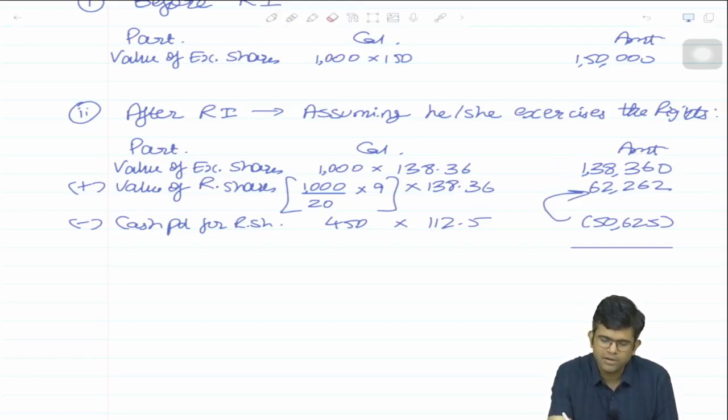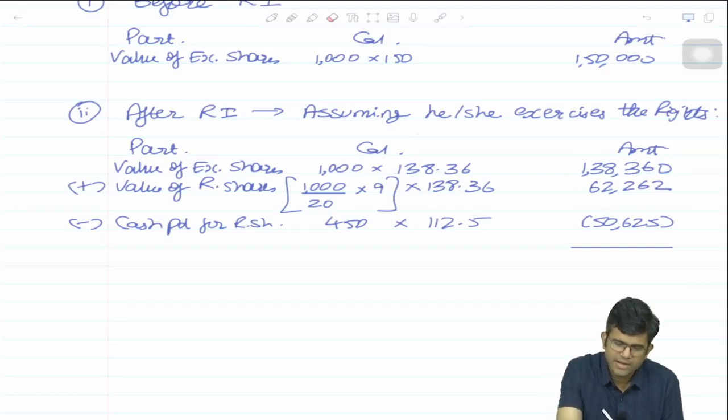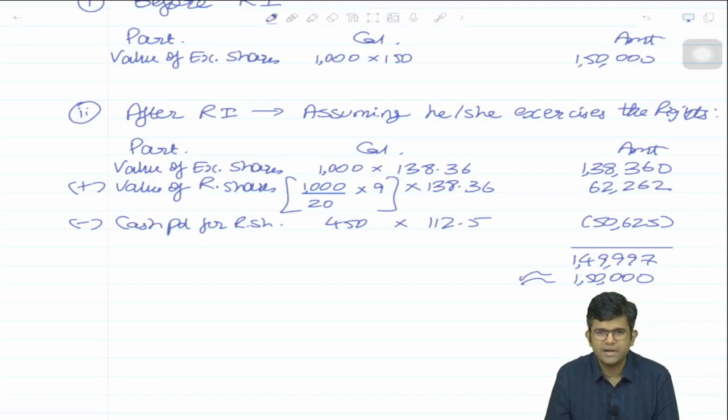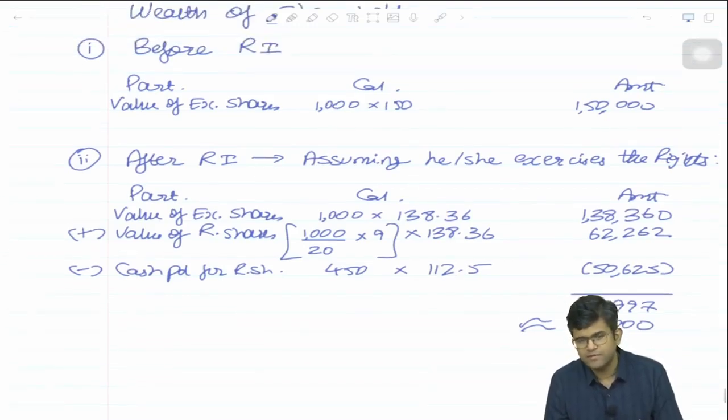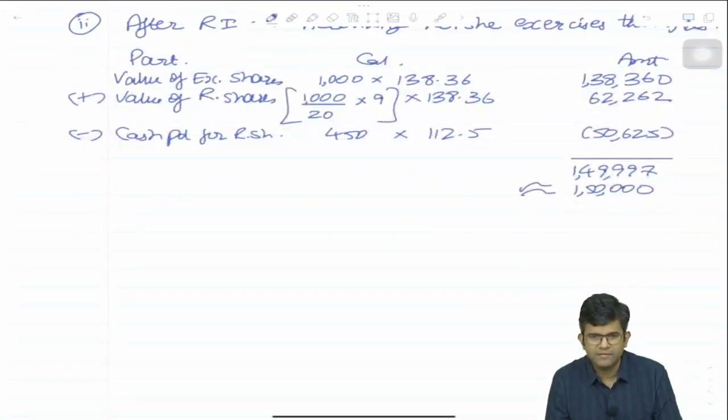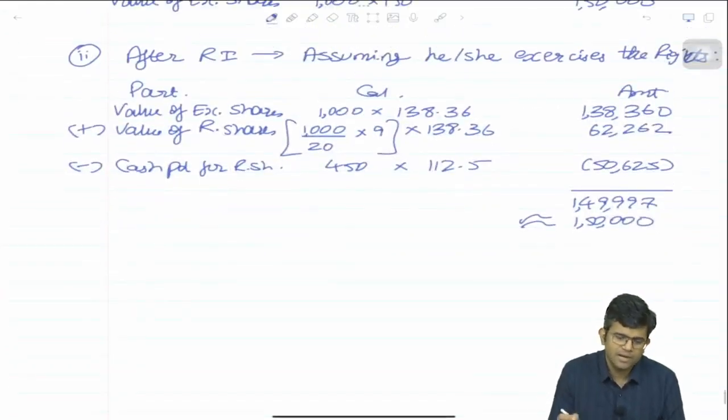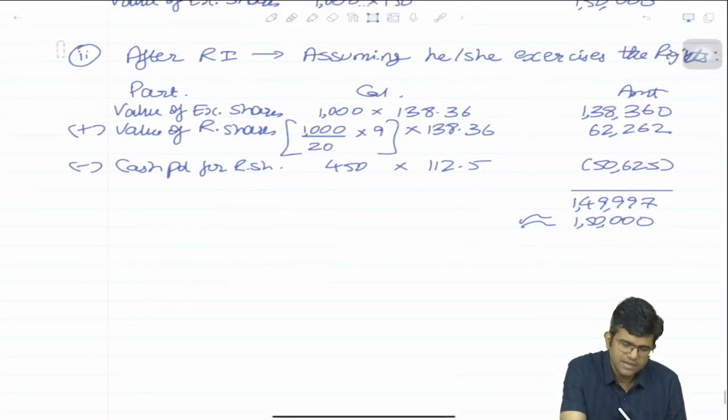It was all about that only. Your wealth will remain the same. So this is 1,49,997, rounded off to 1,50,000. It is a rounding difference. Everybody clear? Rounded off to 1,50,000. So earlier also your wealth was 150. Now also your wealth is 150. Everyone clear? Now we will consider the next case.